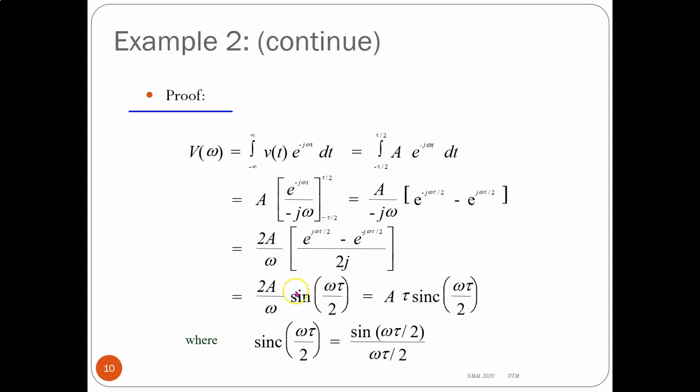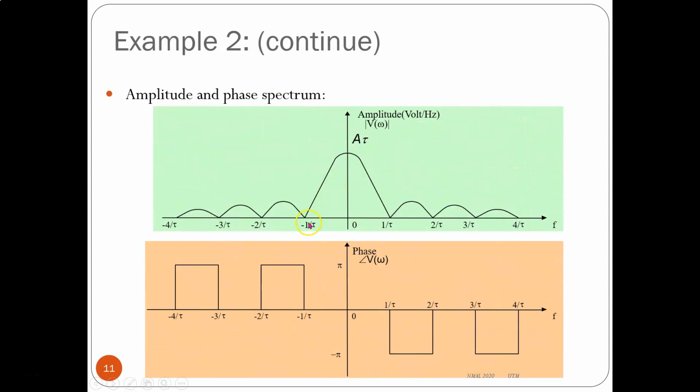So how do we get this sine function in the first place? When we obtain this, we use Euler's theorem to convert it into the sine function. Once we obtain the Fourier transform for v(t) in terms of the sinc function, with the peak being A tau, we can plot the magnitude of this sinc function. The magnitude here is on the positive side only, the peak is A tau, and this is the phase for this Fourier transform of the rectangular signal.